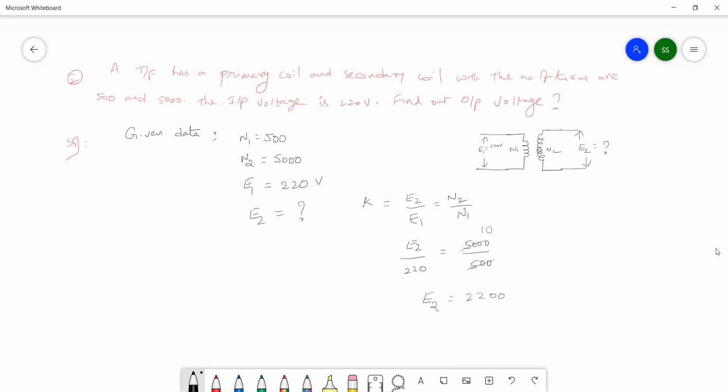2200 volts. Is there any difficulty while solving this problem? Very simple. Ma, all of you able to follow the solutions of the problems, how we are doing? Is my voice clear to everyone? Yes, sir. Okay, fine.